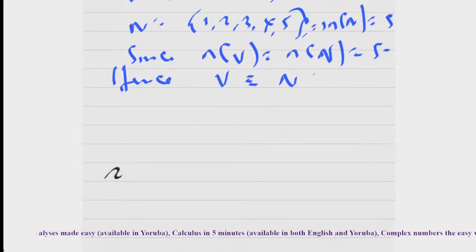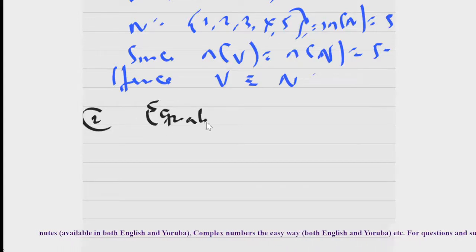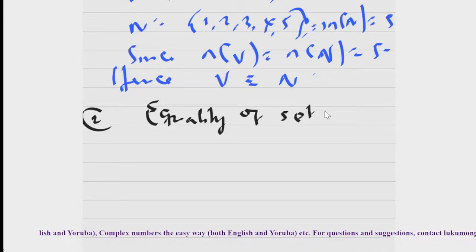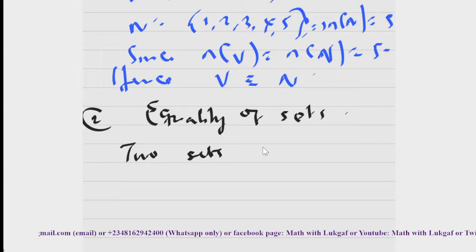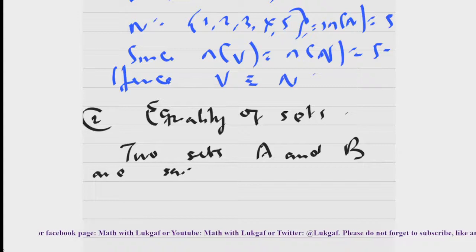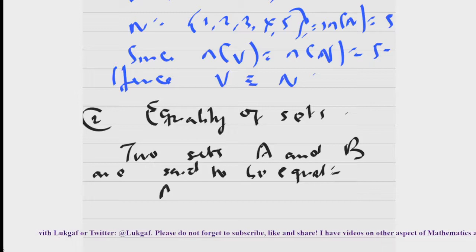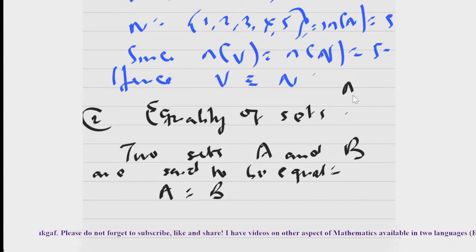Okay, if that is clear, let me give you another term we use: equality of a set. That's why I said you have to be careful. Equality of a set is different from equivalent set. When you say two sets are equivalent, that is their cardinalities are equal. But when you say equal sets, two sets A and B are said to be equal. Mathematically, you can write them as A equals B. Remember, if I write A like this, that's equivalency. That's talking about the cardinality.